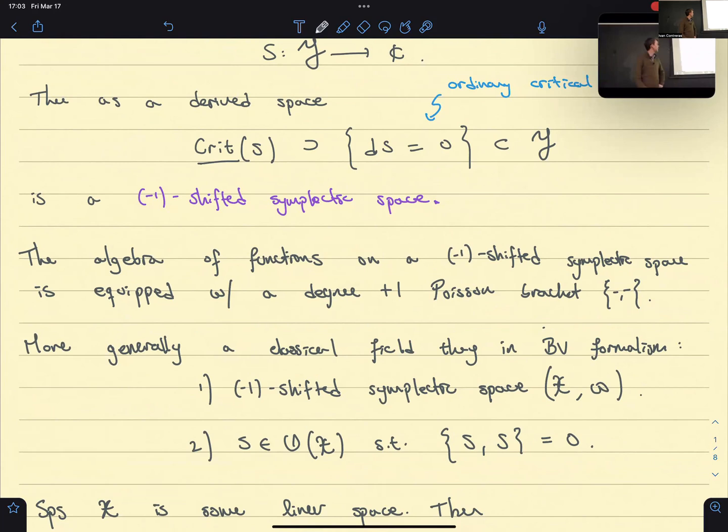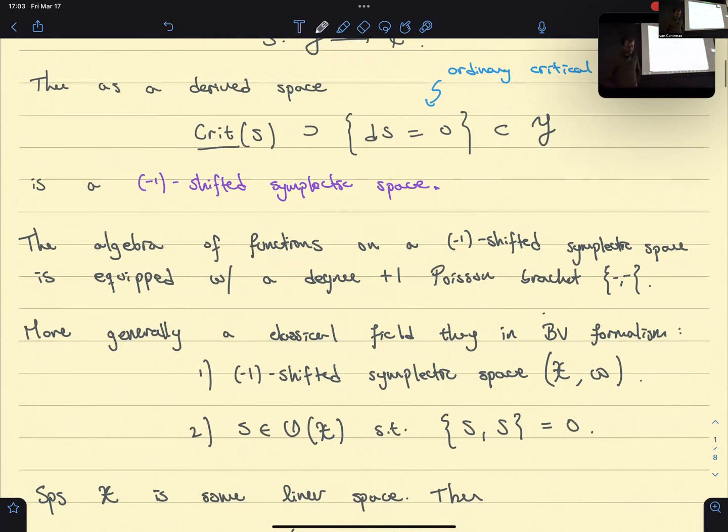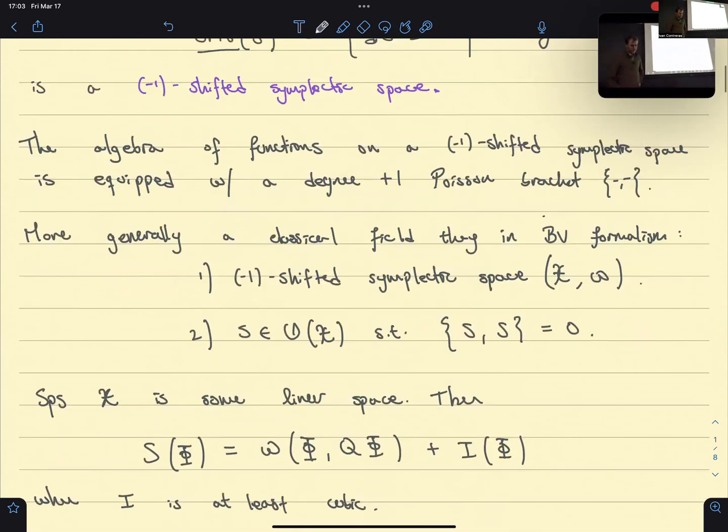So what's going on here is I'm describing a field theory in what's called the classical BV formalism. And more generally, the sort of data that you want to start with in this formalism is a shifted symplectic space X, which is playing the role of this critical locus, and an action functional S, which is a function on X, which satisfies this equation. So it Poisson commutes with itself, which is a non-trivial equation here because of the shifted degrees. This is sometimes called the classical master equation.